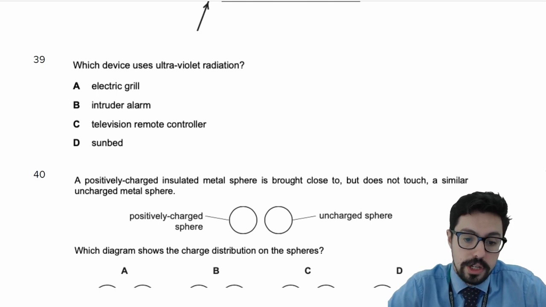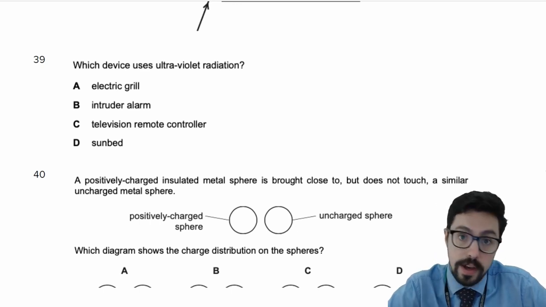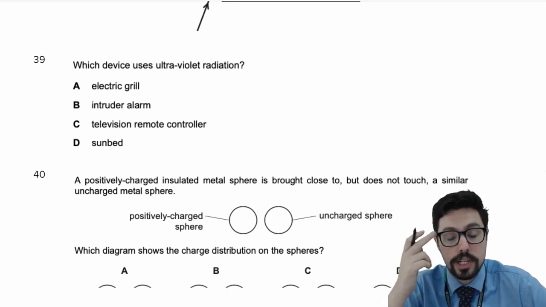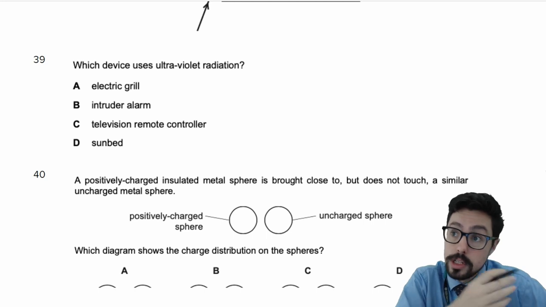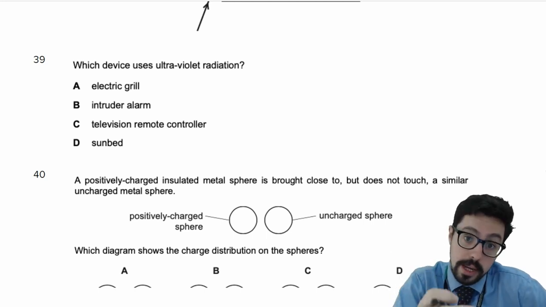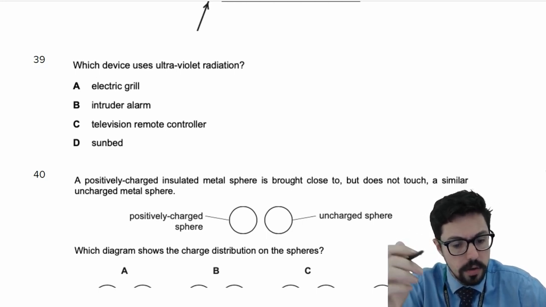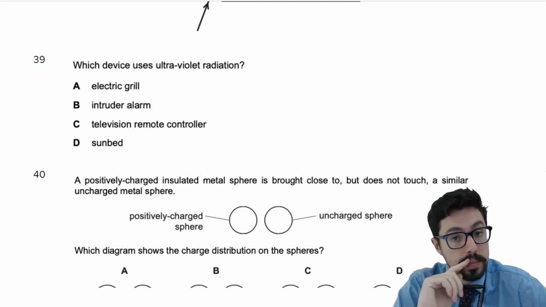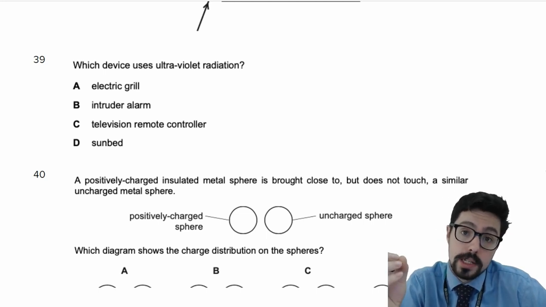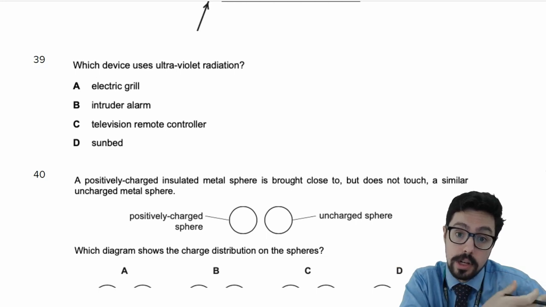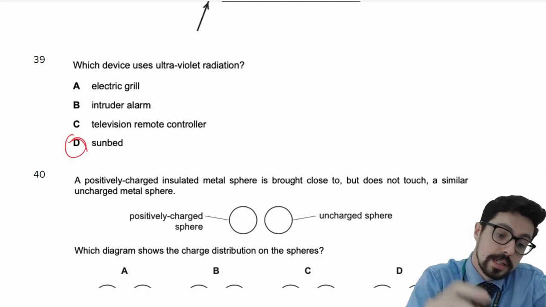39, what device uses ultraviolet radiation? Well, UV has a number of uses. When you go outside, you normally wear UV protection sunglasses or UV protection sun lotion. Sometimes we use UV for things like paint or for checking banknotes. There are a few options there. Electric grill, probably not. Intruder alarm, probably not. Remote controller, probably not. Sunbed. We just talked about the fact that we use sun lotion and UV glasses to protect us from UV because it causes damage to the cells in your skin, which in turn causes you to tan. So this one's definitely D, the sunbed.